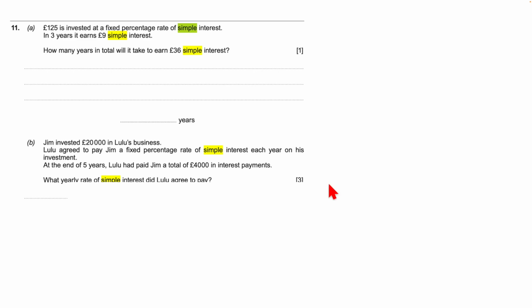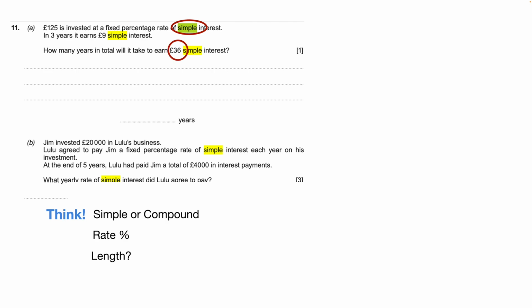£125 is invested. In 3 years it makes £9 simple interest. How many years will it take to make £36? Okay, well, have a think. Is it simple, compound? It is definitely simple. The rate we don't know and the length we don't know, but we are looking to make 36 and we've made 9 in 3 years. Let's see, 36 over 9. I need to hold it for 4 times as long.